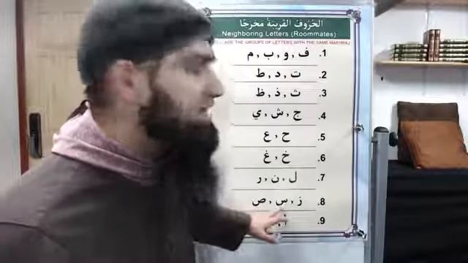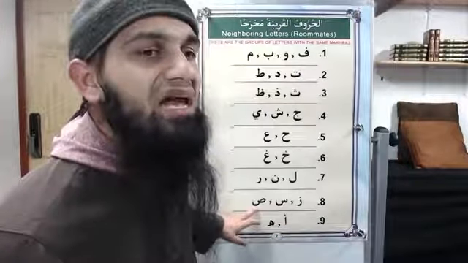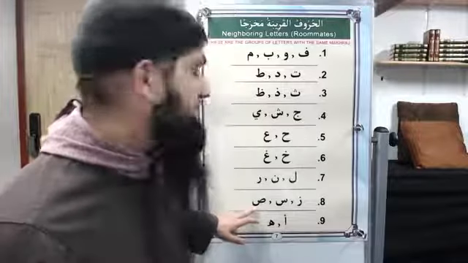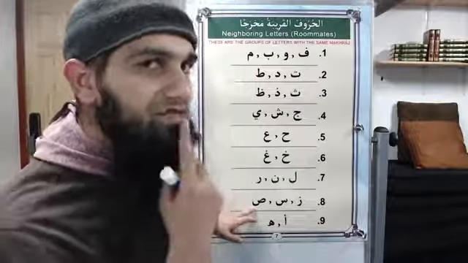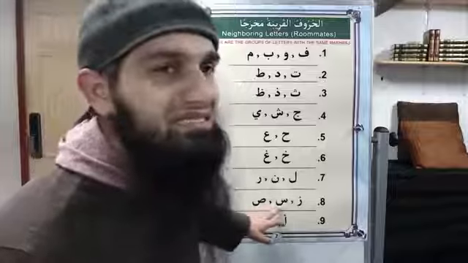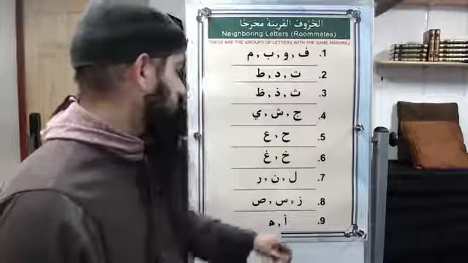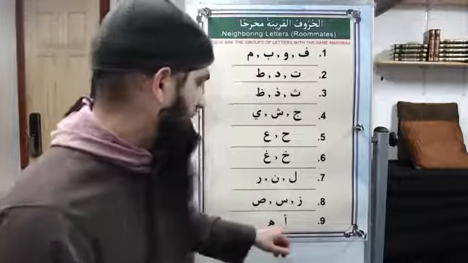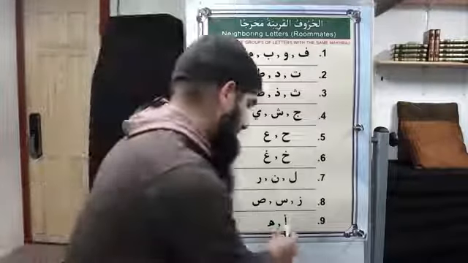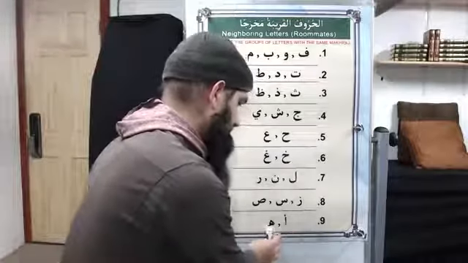Now, what's the difference between as and us? Well, the back of the tongue is raised, but the lips remain the same. As, us. And last group, Hamza and Ha.